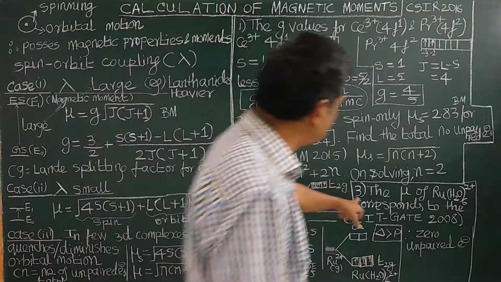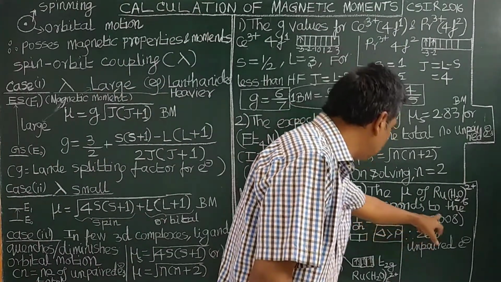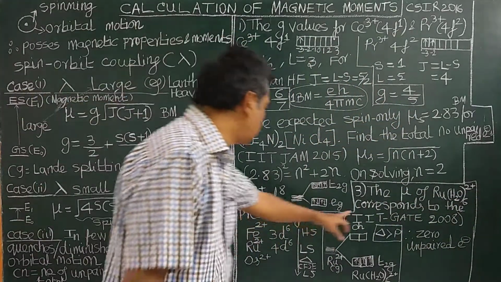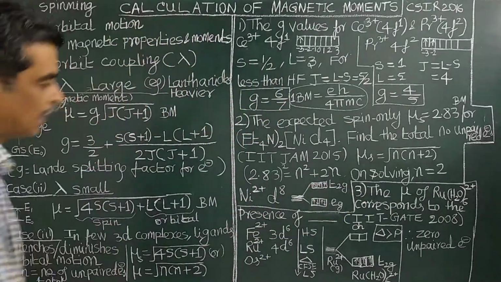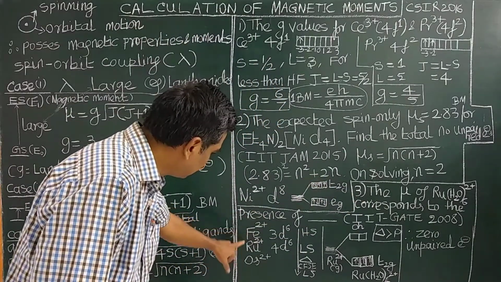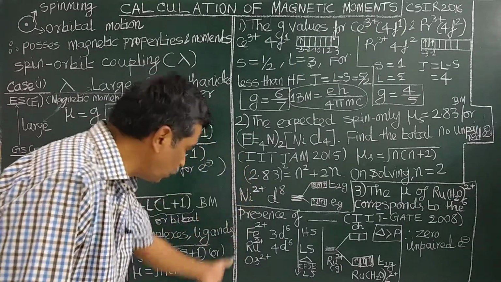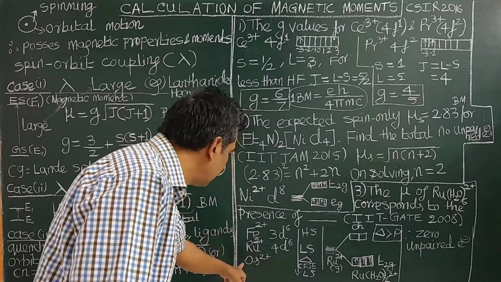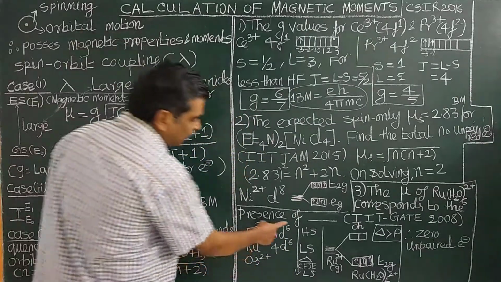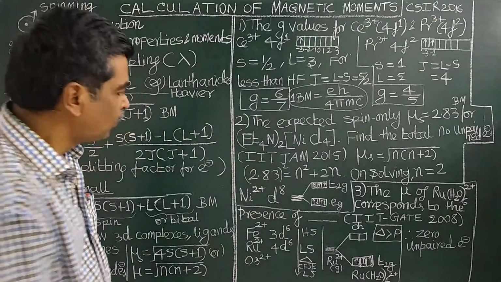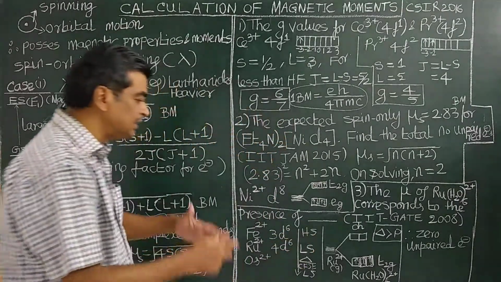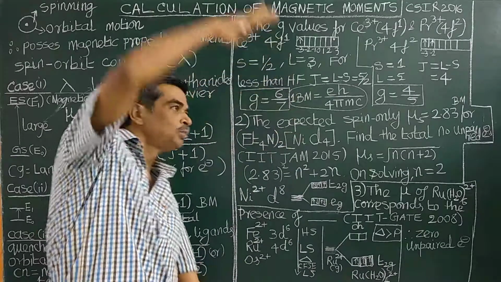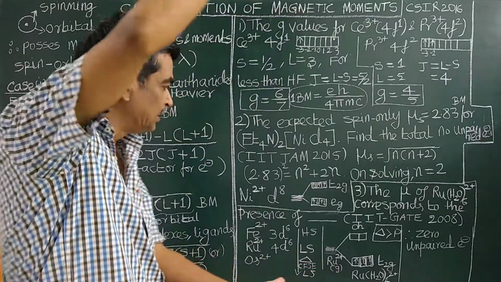Now let us see the third question asked in GATE 2008. The magnetic moment of the ruthenium complex corresponds to the presence of how many unpaired electrons? As you see, iron, ruthenium, osmium is one group. Iron is in the 3D series, ruthenium in the 4D series, and osmium belongs to the 5D series. On moving down the group, the crystal field stabilization energy increases. See, iron will be like this, ruthenium will be like this, and osmium will be like this. Crystal field stabilization energy increases.